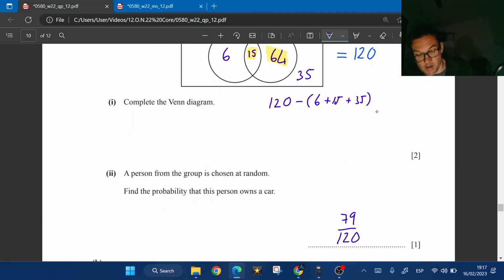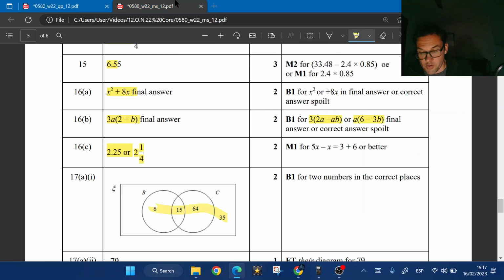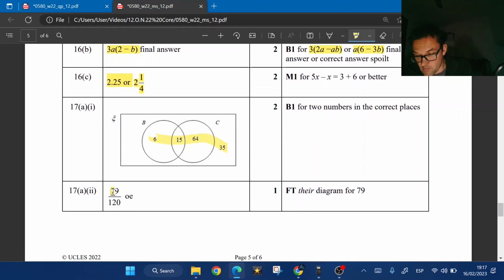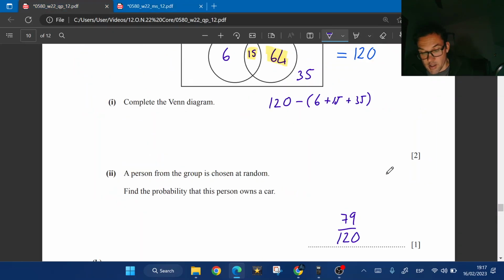Okay, it doesn't say we have to simplify it. I'm sure, if you can, no, you can't. Or equivalent means you can write it as a decimal or a fraction. Follow through means if you made a mistake there but you use the right numbers, then you can still get the mark.